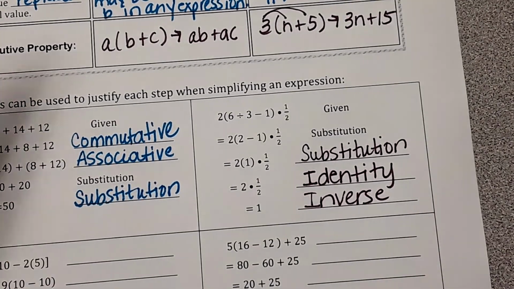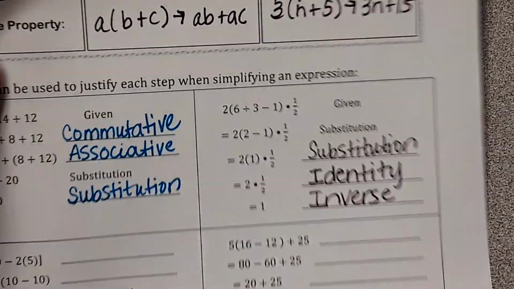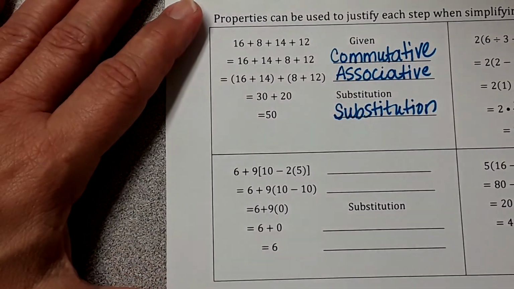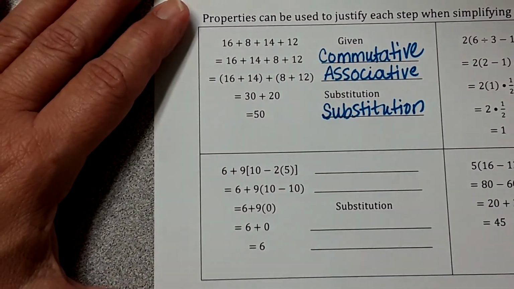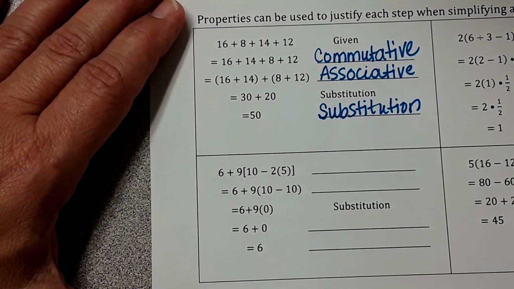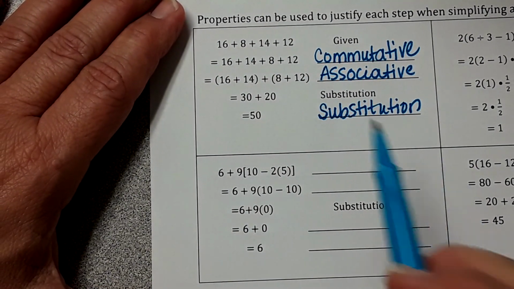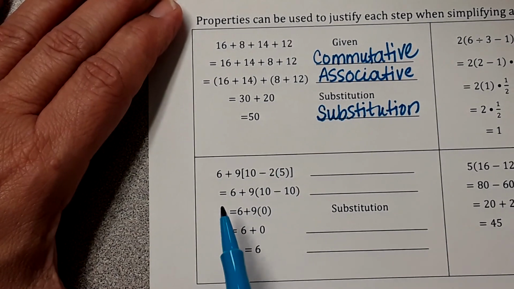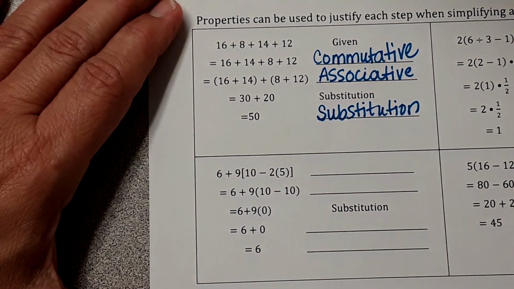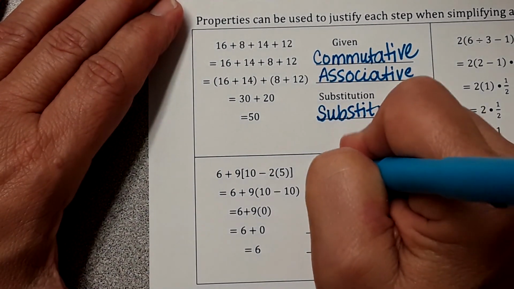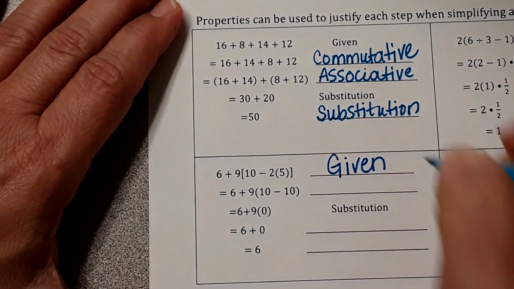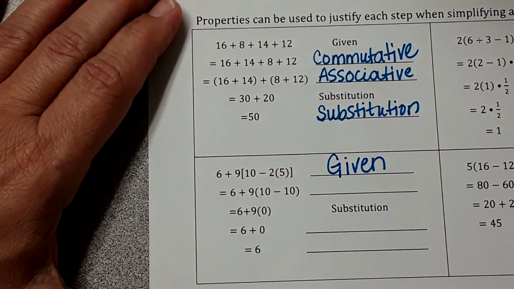identity. Okay, we're going to do one more because I know that these get a little overwhelming, and I want you to make sure that you're stopping and starting. So, the first thing, what did I tell you? The first one is always given. Now, what do you think we did?